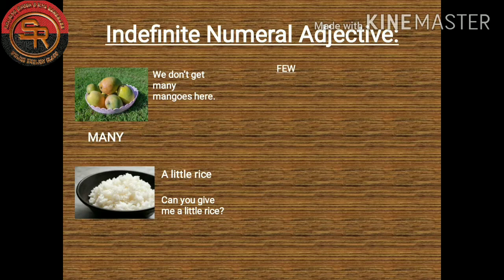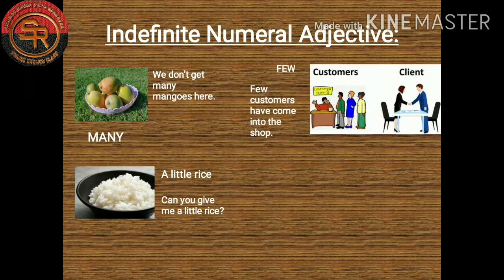Next we have few. Few customers have come into the shop. Let's look at the picture. Yes, we can see that. Few is the opposite of many. It means not many. Let me give you some more examples. There are few buses running. I have few friends. Few people know the truth.